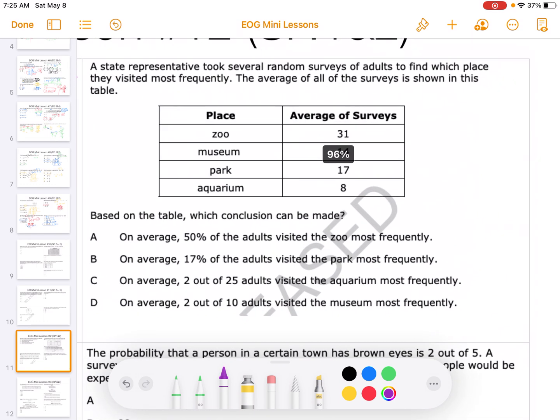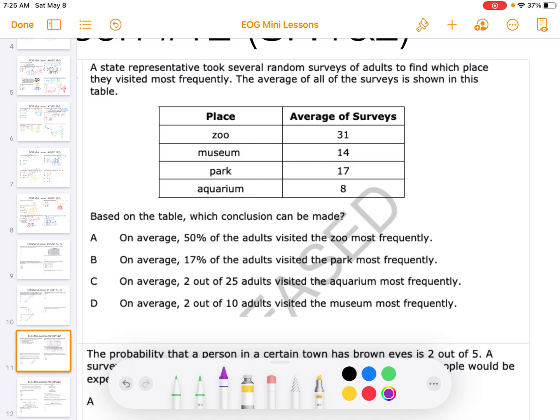The next one says, a state representative took several random surveys to find which place was visited most frequently. The average of all the surveys is shown in the table below. So we have to make a conclusion. So we've got the zoo, the museum, the park, and the aquarium. So I have to figure out, okay, well, how many surveys were taken altogether. So I'm going to get out my calculator, or I could write it down the side of my paper. I'm going to add them up. So 31 plus 14 plus 17 plus 8. So I have 70 surveys.